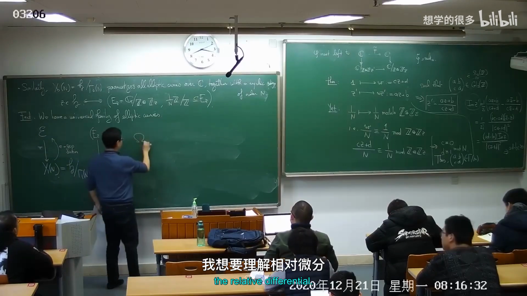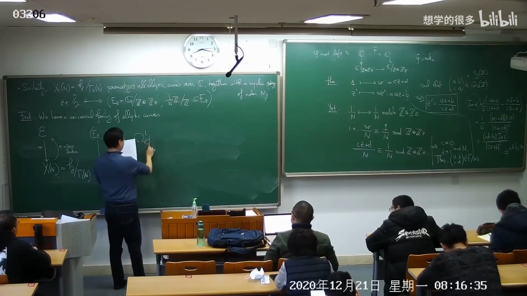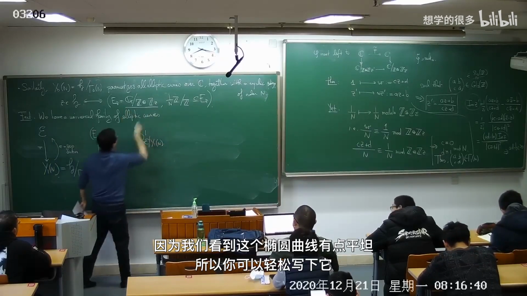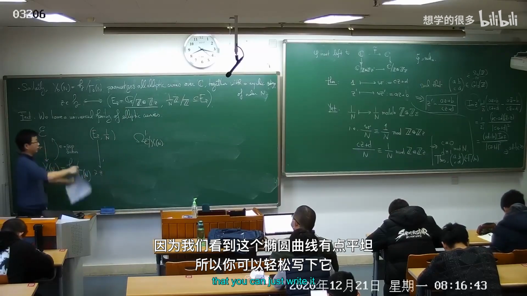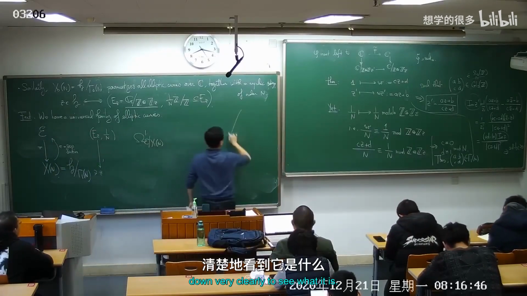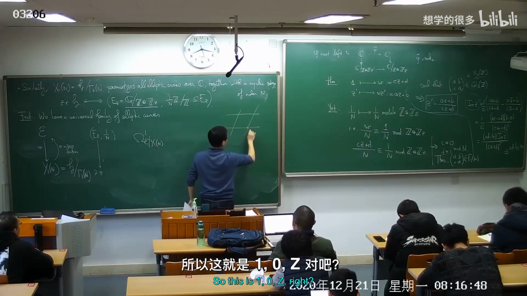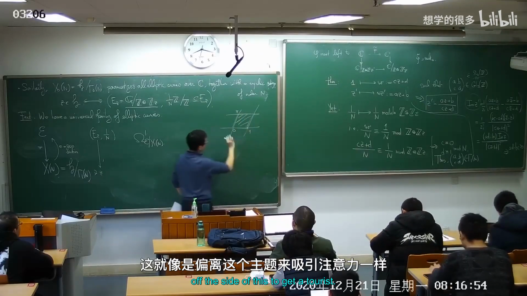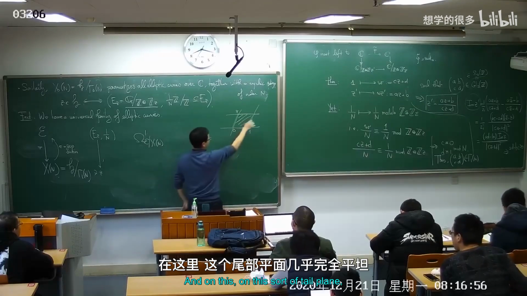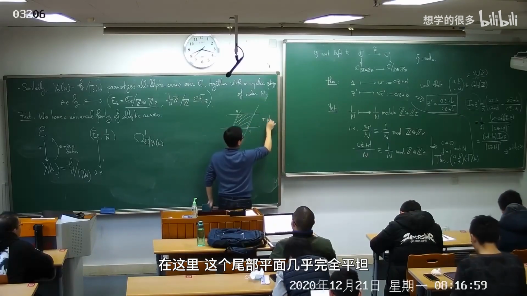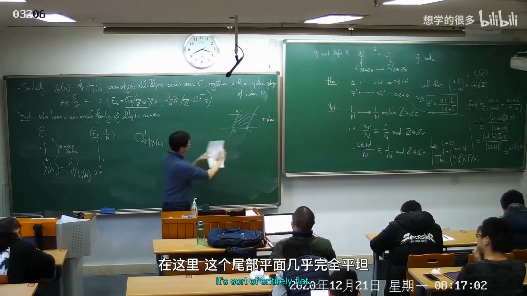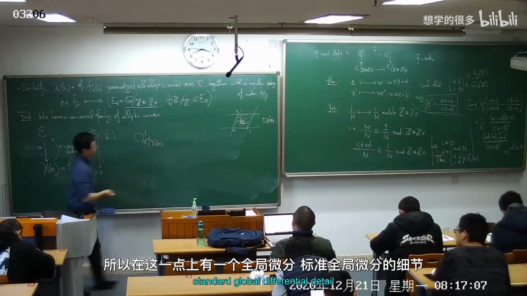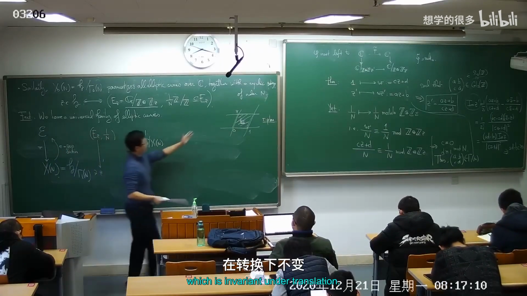And I want to understand the relative differential. Because we see that this elliptic curve is sort of flat, you can just write it down very clearly to see what it is. So this is 1, 0, Z, right? Just basically gluing opposite sides of this to get a torus. And on this tau plane, it's entirely flat. So there's a global differential, the standard global differential d tau on that, which is invariant under translations on this curve.